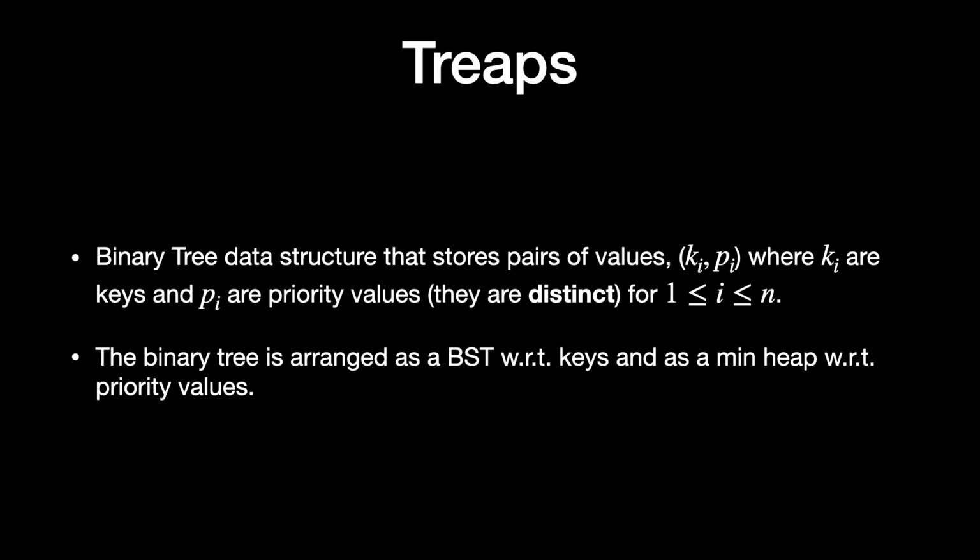Treaps are binary tree data structures that store pairs of values of the form ki, pi, where ki are the keys and pi are the priority values. These priority values need to be distinct. The binary tree, which is the treap, is arranged as a binary search tree with respect to the keys, and as a min heap with respect to priority values. What that means is that the tree follows the heap order property with respect to the priority values.